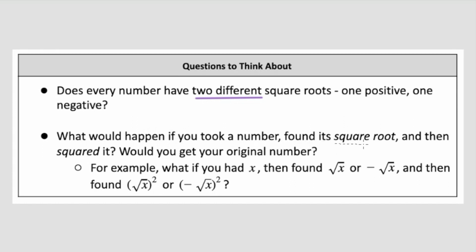Finally, what would happen if you took a number, found its square root, and then squared it? Would you get your original number? Remember that square roots and squares are the opposite processes of each other. It's like adding and subtracting, multiplying and dividing, square roots and squaring. All these are opposites, so I'm wondering whether you get the exact original number. For example, if you had 3 and you multiplied it by 2 and you got 6, and then you divided it by 2 and you got 3, is this same reverse process happening in squares and square roots?